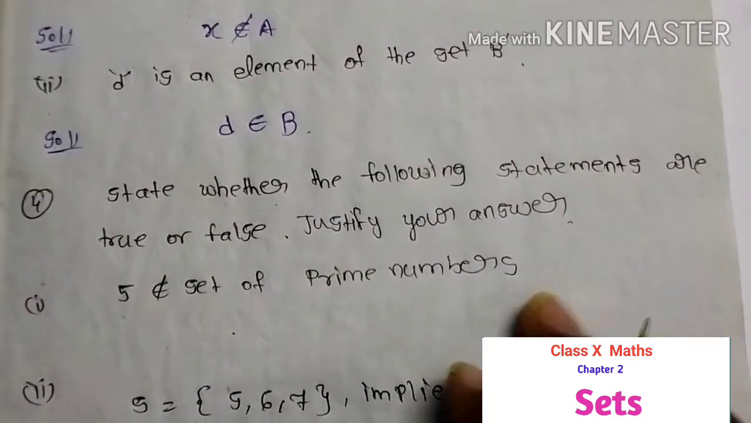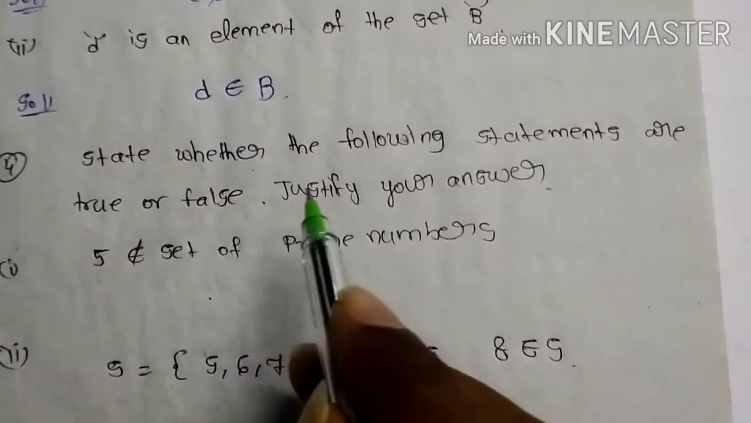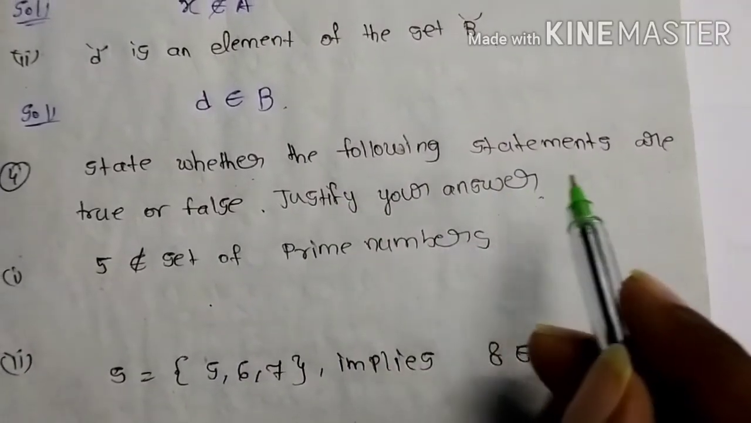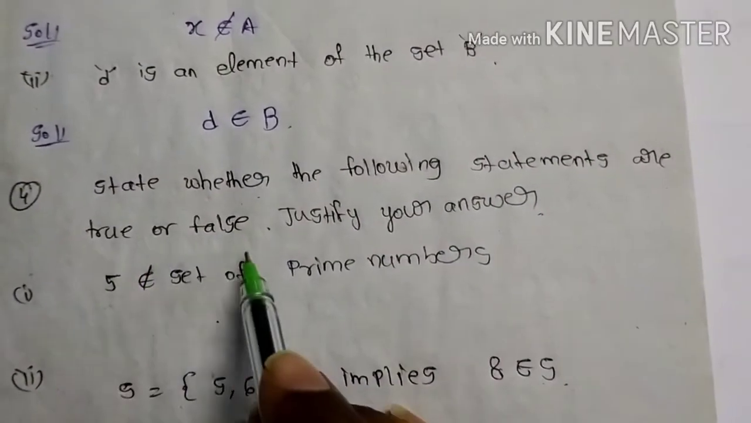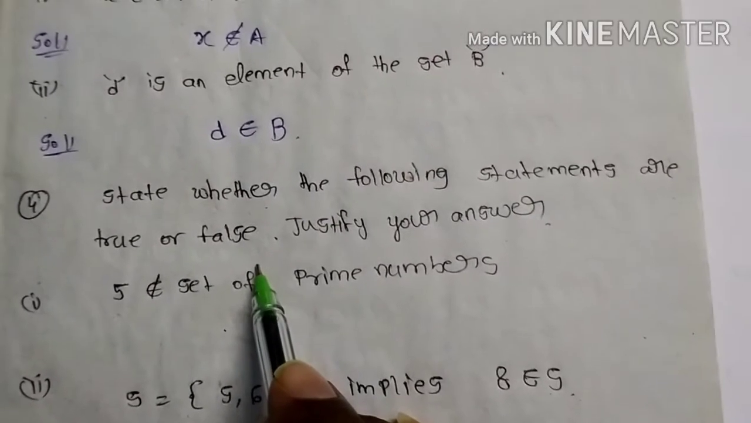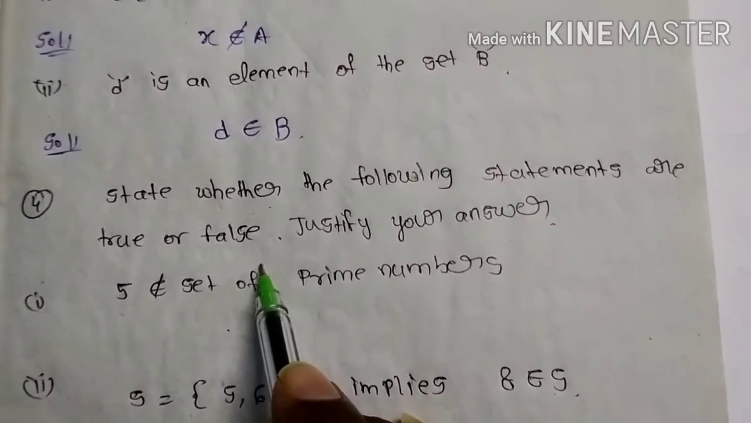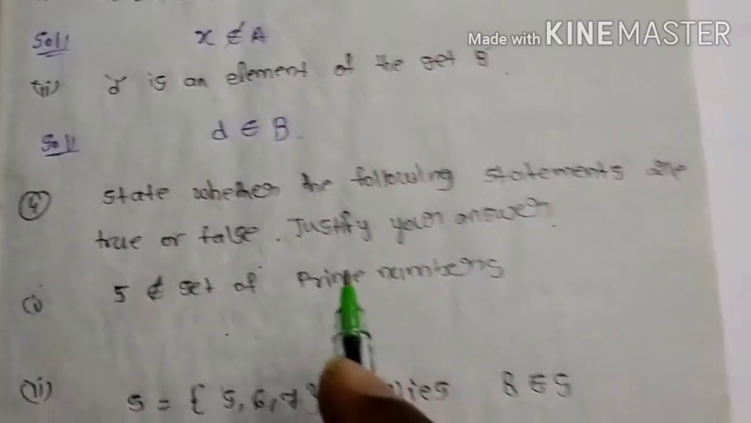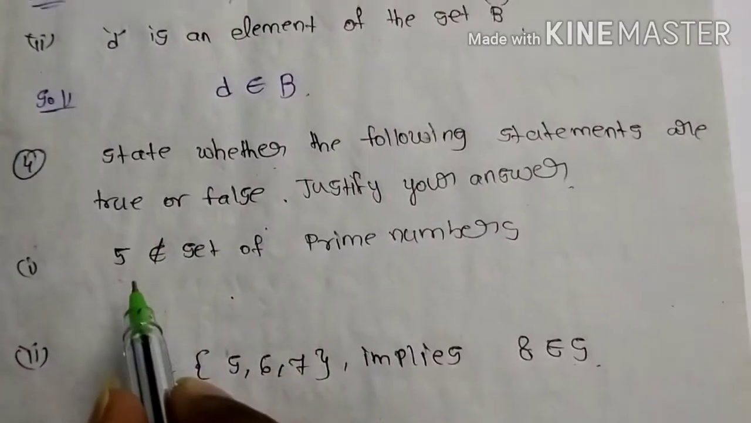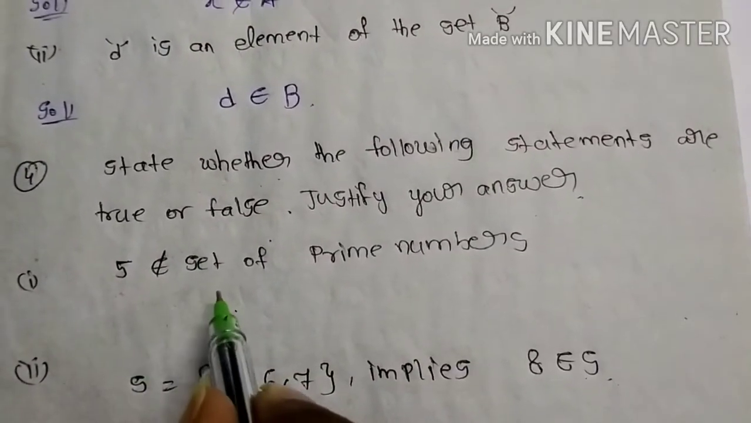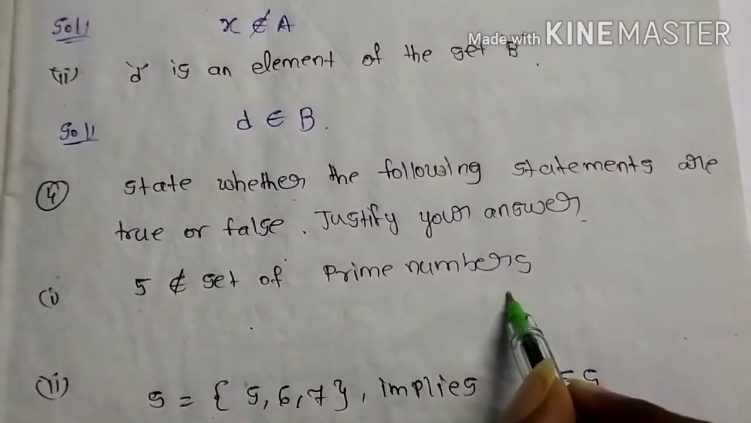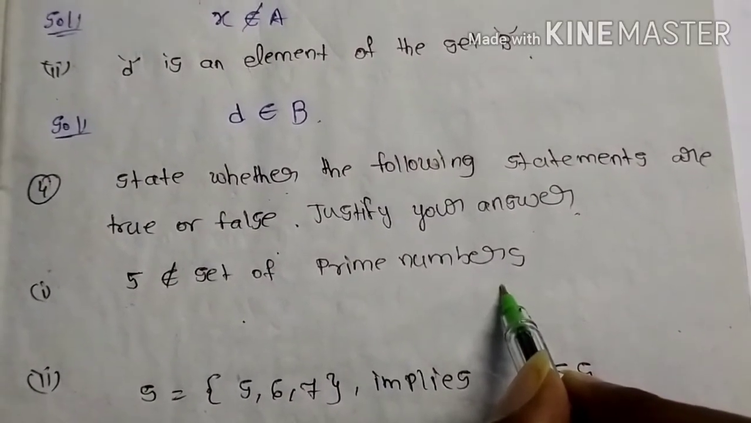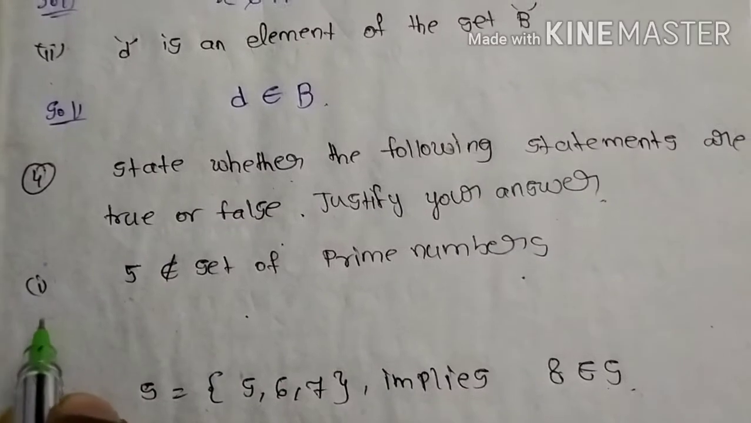Now you can see next question. State whether the following statements are true or false. Just you can check whether it is true or false and also justify your answer. How can you see here? 5 does not belong to the set of prime numbers. But you know, is it true or false? Just you can think.